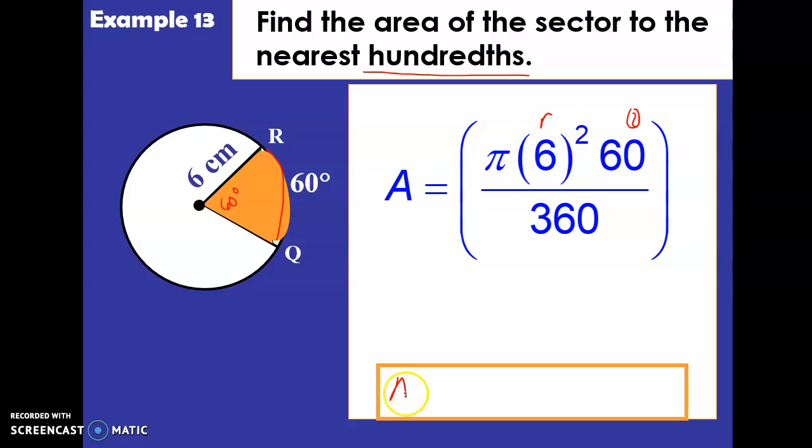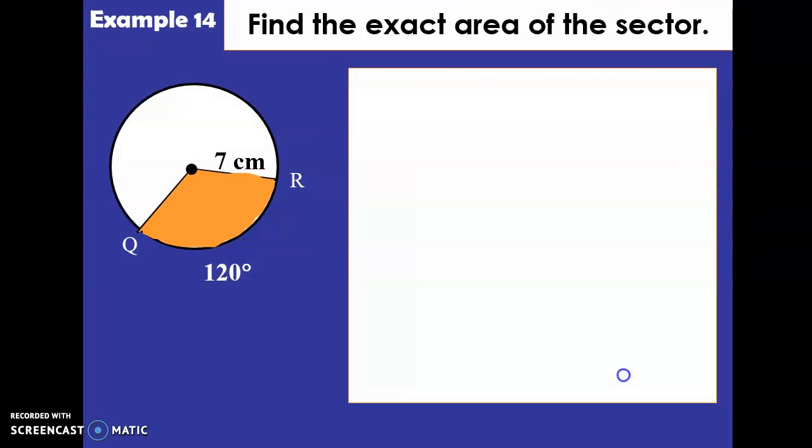And I end up with area equals approximately, going to the nearest hundredths, 18.85 centimeters squared. Take a look at another one. Now I'm doing the exact area.